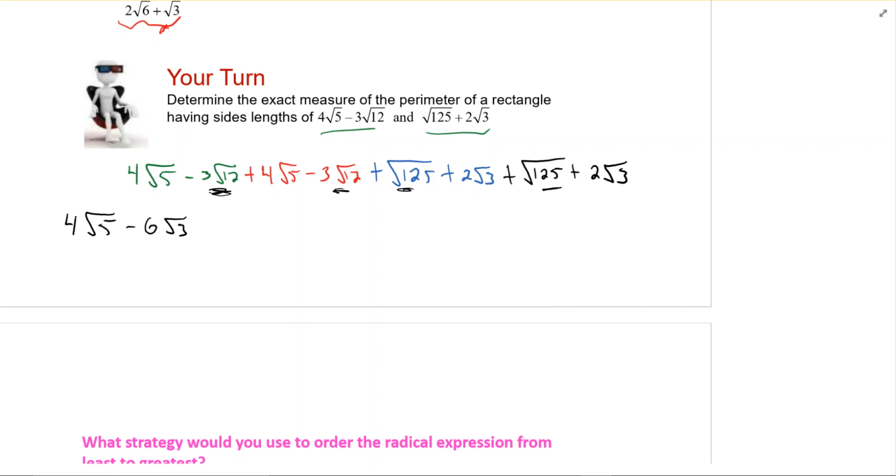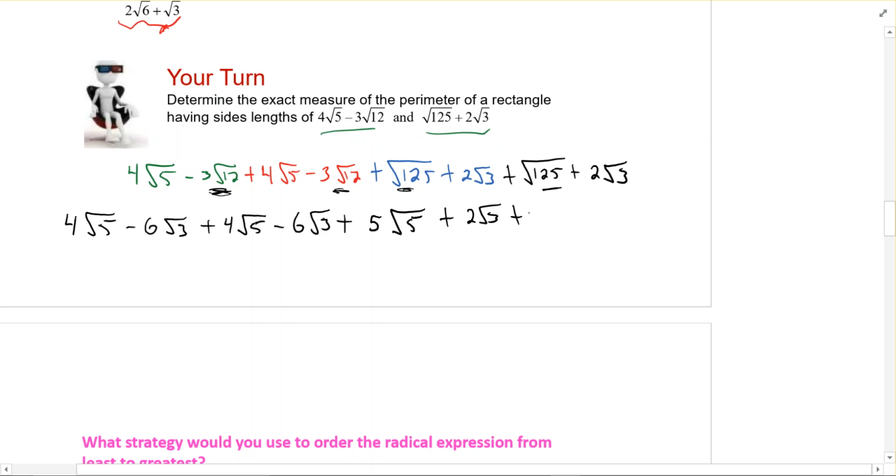You can go ahead and try that one too to figure out, see if you know where I got that from. And then plus 4 root 5 minus, this is the same, so minus 6 root 3 plus root 125. This is going to be 5 root 5, if you break this up into 25 times 5 and then take it out, plus 2 root 3 plus 5 root 5 plus 2 root 3. All right, I know that seemed like a lot of work, right?